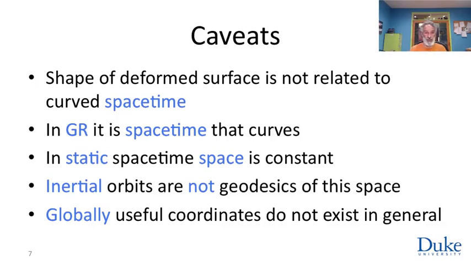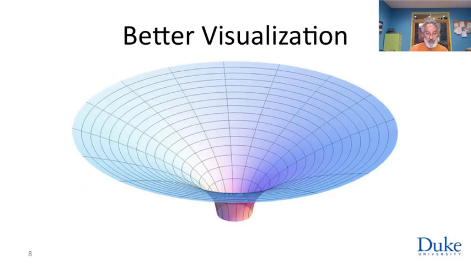And in general, a set of coordinates that allows you to describe all of space-time does not exist, and we'll see some times when that is a problem, and we'll actually have to pay attention to this. A better visualization of the gravitational effects, the curved space, not space-time, around a stationary gravitating object like a star is this so-called Flamm's paraboloid.